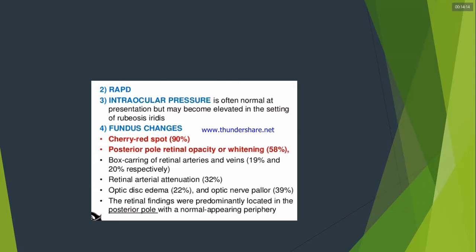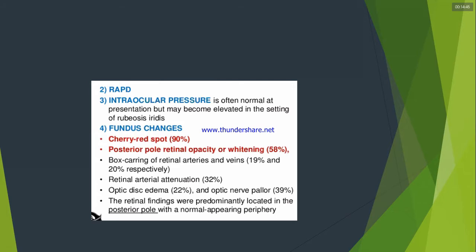Intraocular pressure is often normal at presentation but may become elevated in the setting of rubeosis iridis. Subsequently, as the disease progresses, there will be new vessel formation in the iris. The new vessels in the iris are called rubeosis iridis. Gradually, when there is new vessel formation, it leads to secondary ocular hypertension along with secondary glaucoma. So that is neovascular glaucoma. So the IOP will be increased.